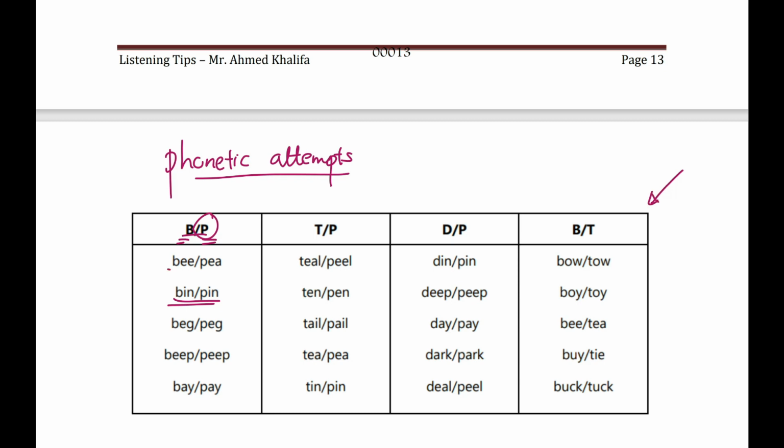B, P: bin, pin; bag, pig; beep, peep; bay, pay, and so on. Only one sound is different. So these are minimal pairs. Please read them for the sake of practice.